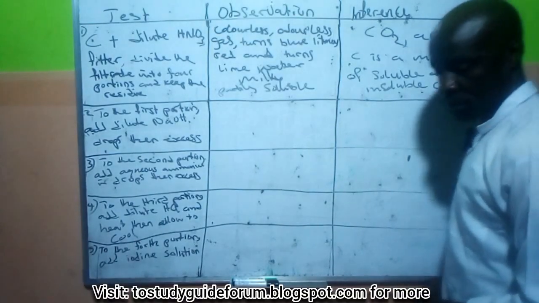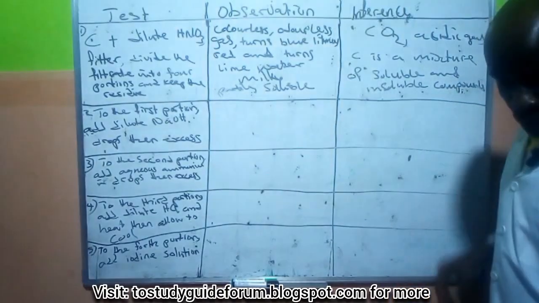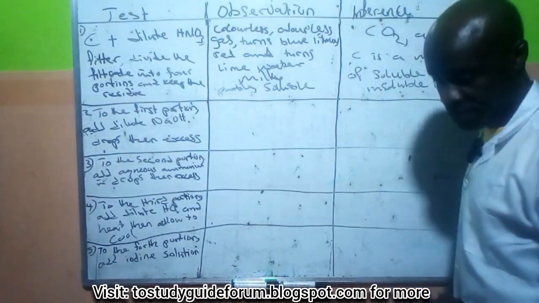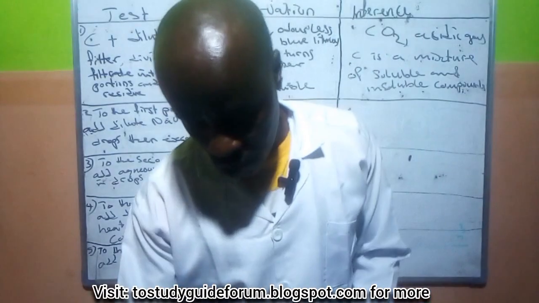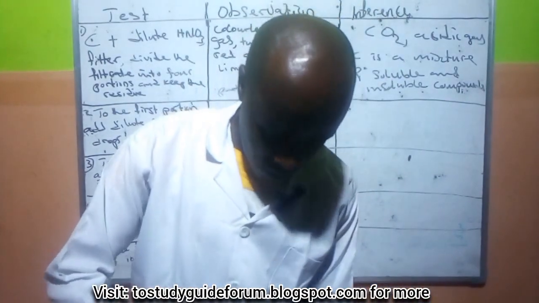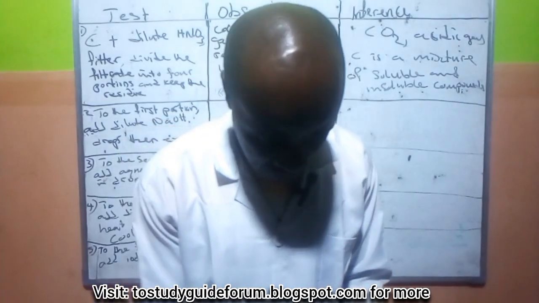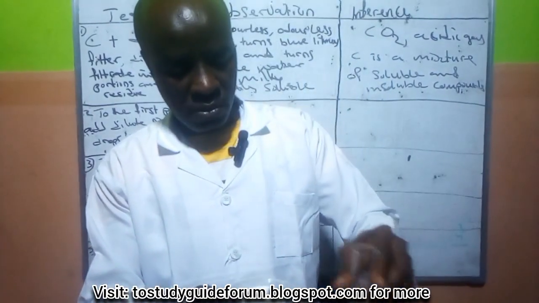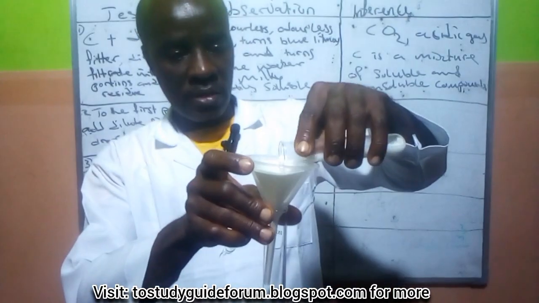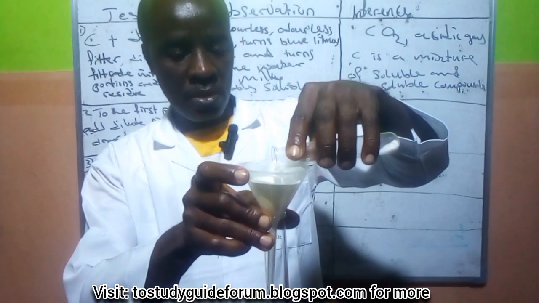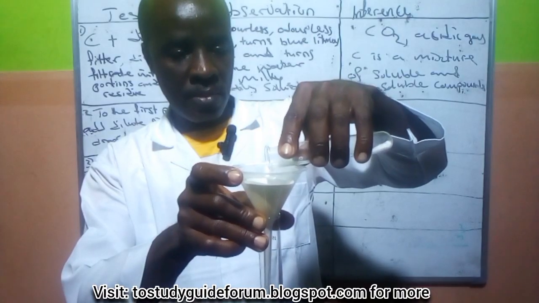This one is done. So this is what you are expected to get in that. The next one says filter and divide into two portions. Actually, we're not going to wait for this. I've already done the total filtration of what you are supposed to get, so that we can save time.